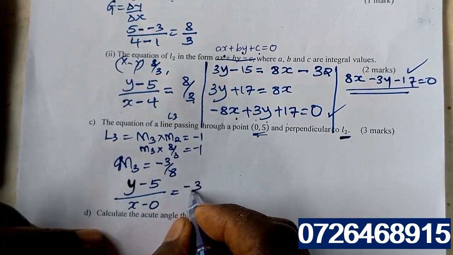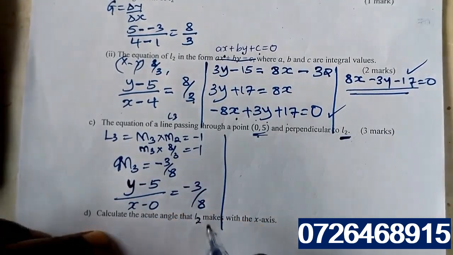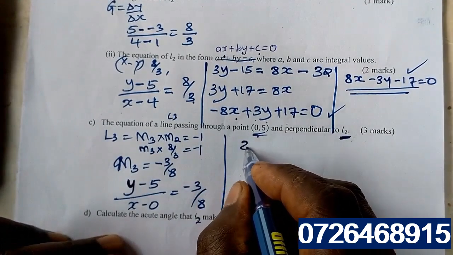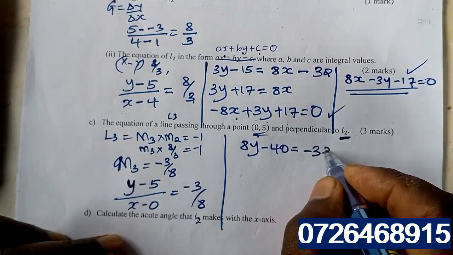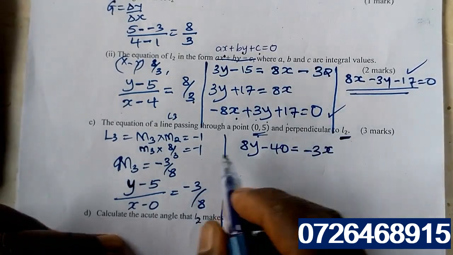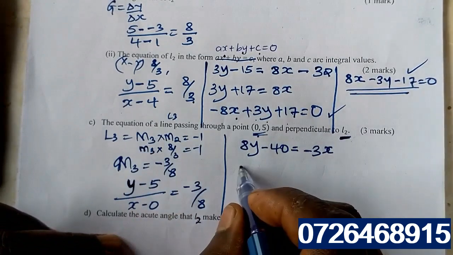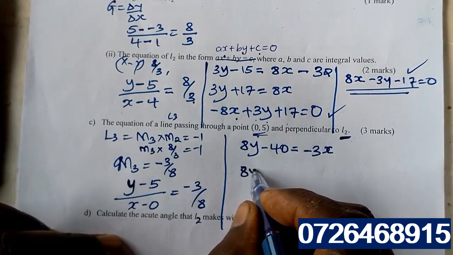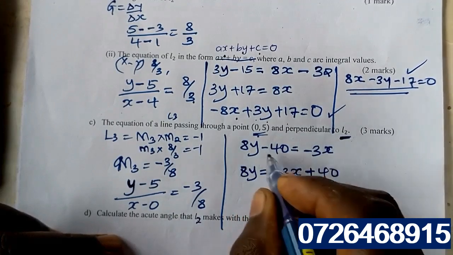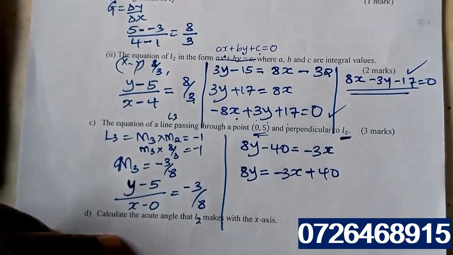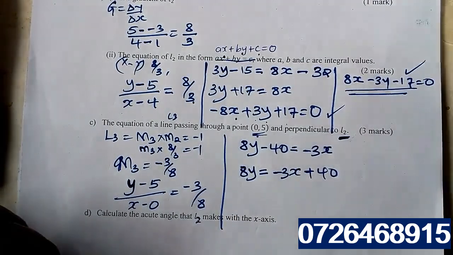Now it is passing through, so we are going to say y minus 5 over x minus 0, the answer is negative 3 over 8. Cross multiply, we are going to have 8y minus 40 is equal to minus 3x. So tumeambiwa in form, so this one can be 8y is equal to minus 3x plus 40. Nimechukua hiyo on this side.